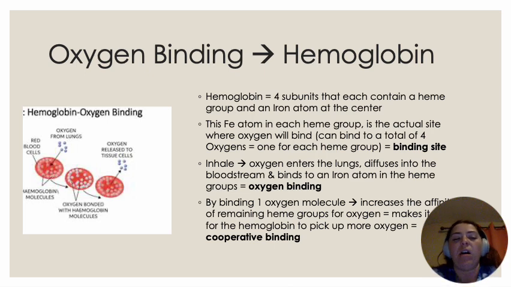When we inhale, we are taking oxygen into our lungs, and that diffuses into the bloodstream and then binds to an iron atom in those heme groups, and we term that oxygen binding. And then by binding that one oxygen molecule, we increase the affinity of the remaining heme groups, which makes it easier for that hemoglobin to pick up more oxygen. That's the term cooperative binding that we bring into play.